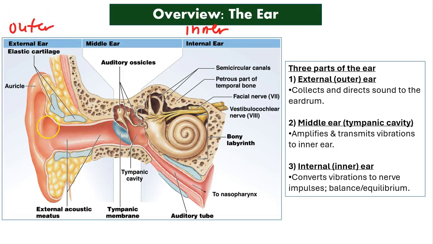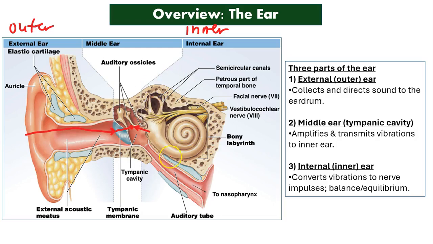Now what's going to happen? Well, our external ear is going to collect sound and direct the sound towards the eardrum. So that's going to be our tympanic membrane here, our eardrum. And the tympanic membrane or the eardrum is really the lateral boundary between the external ear and the middle ear. So what's going to happen is the sound is going to go through that tympanic membrane and it's going to be amplified and transmit vibrations towards the inner ear.